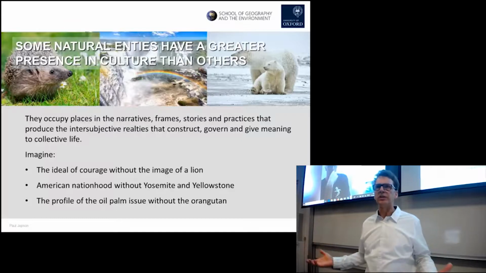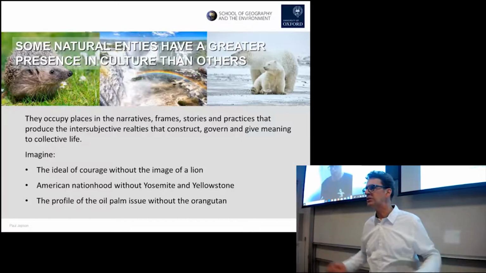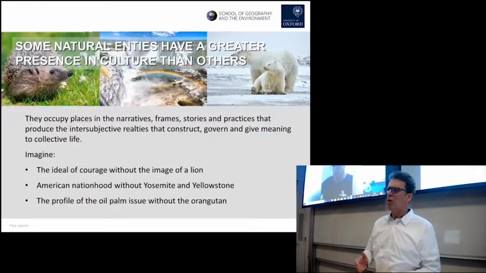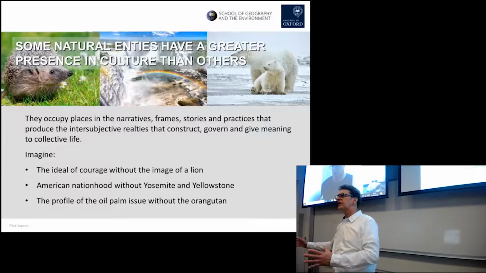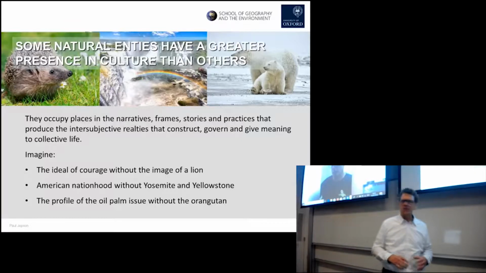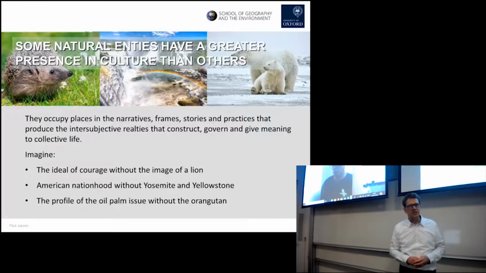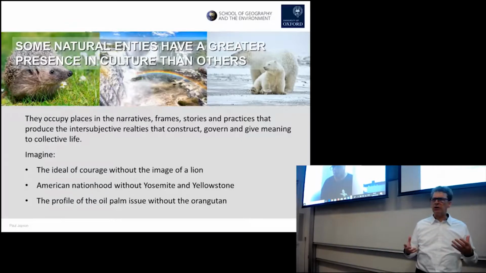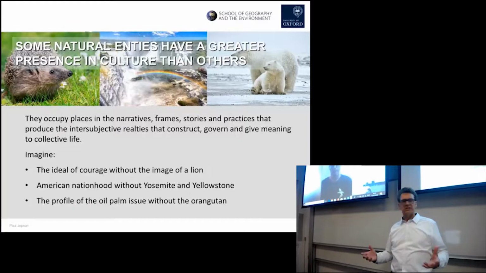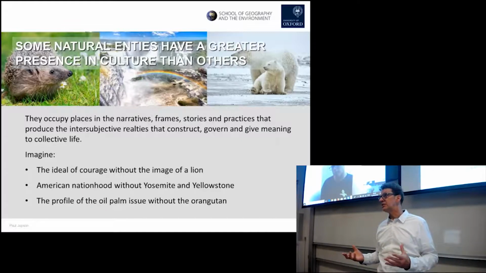I think we all know this, that there's a set of iconic species, but then when you ask people to say what are all the cultural species, it sort of tails off. So we know that species or sites, natural places, natural entities, play a role in culture. And they occupy places either in human narratives, the frames, the practices, the things we do, the sort of things which create this intersubjective reality in which we live as humans, our collective life. And that both govern collective life and give meaning to collective life.